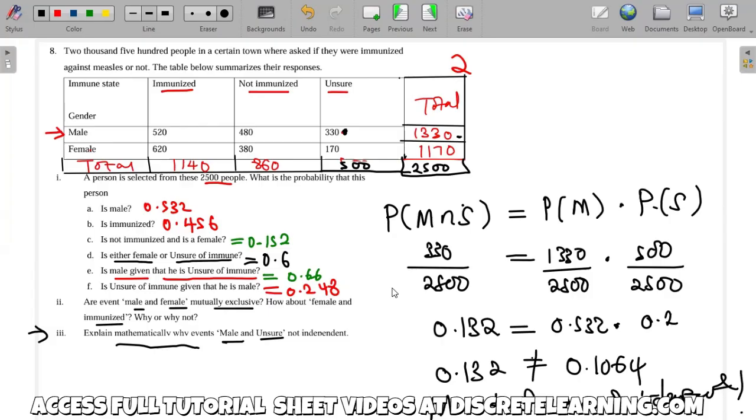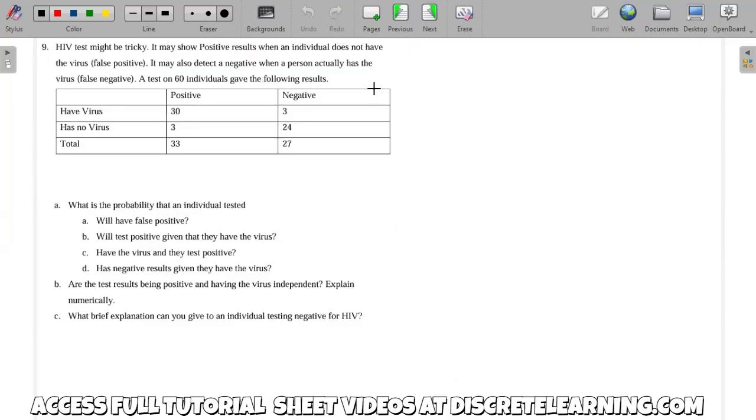So let's look at the last question and then we call it a day. They're saying the HIV test might be tricky. It may show positive results when an individual does not have the virus, which means false positive. It may also detect a negative when a person actually has the virus, so that is false negative. A test on 60 individuals gave the following results. Here they have the HIV virus and they test positive, and here they test false positive, which is indicating negative, and whatever the table is saying there.